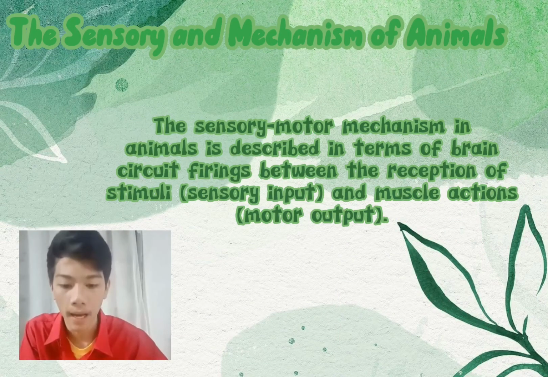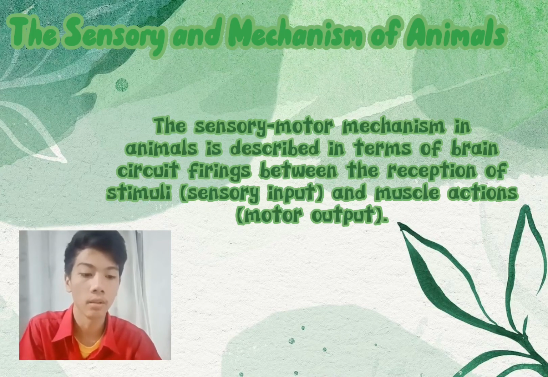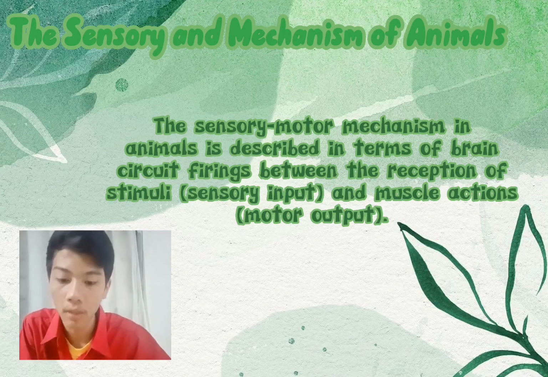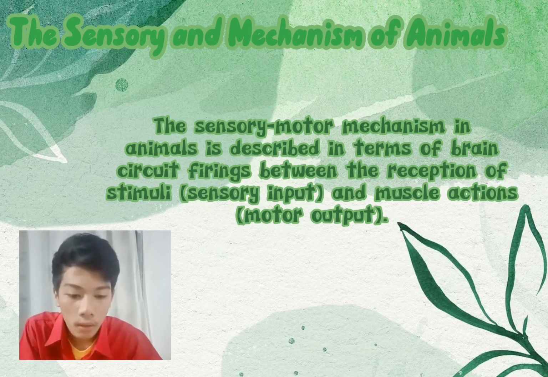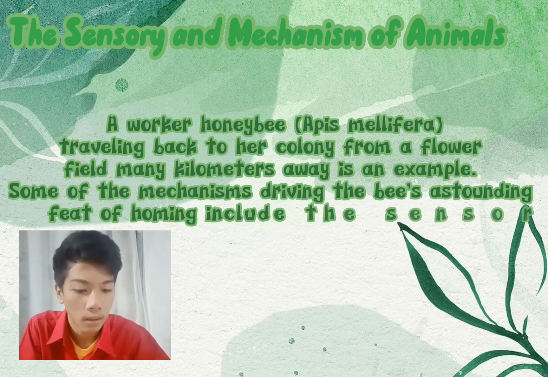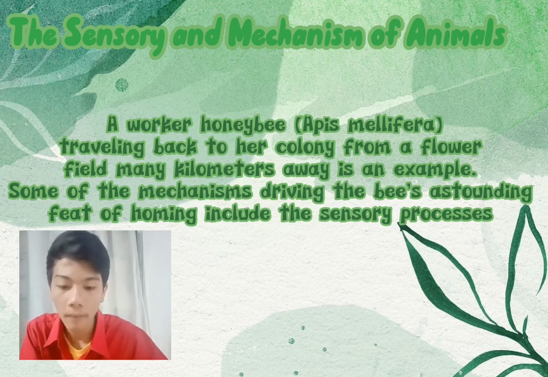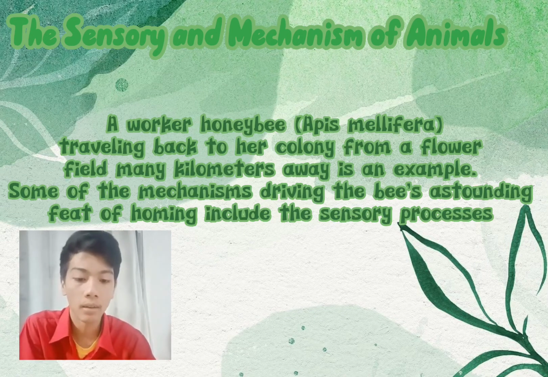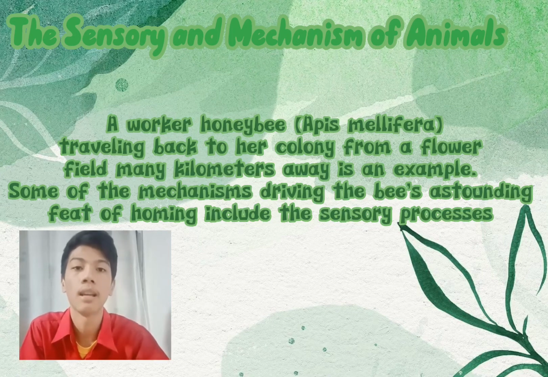Sensory motor mechanism of animals. A sensory motor mechanism in animals is described in terms of brain circuit firing between the reception of stimuli, the sensory input, and muscle action, the motor output. A worker honeybee, Apis mellifera, traveling back to her colony from a flower field many kilometers away, is an example.